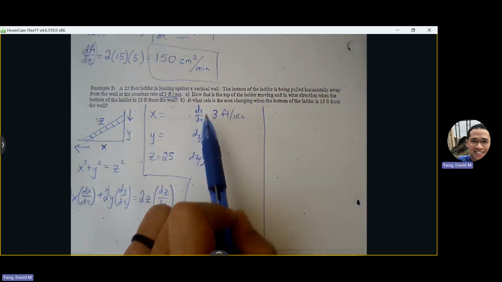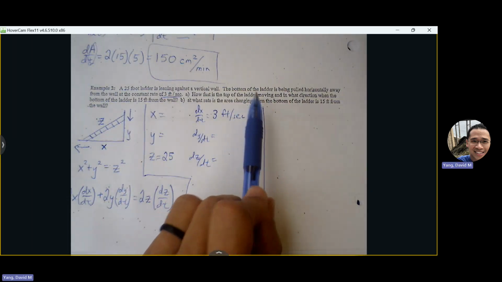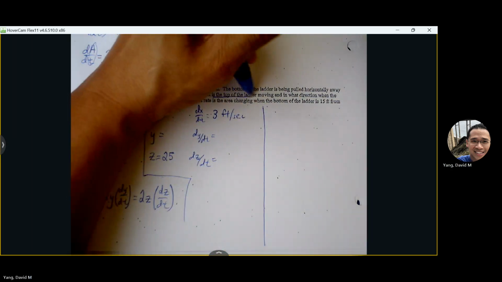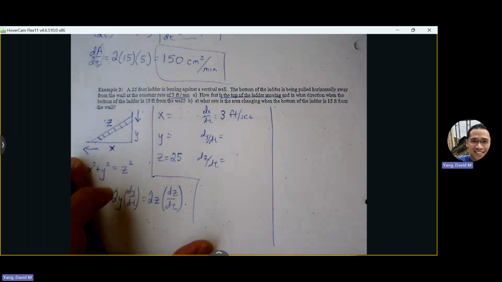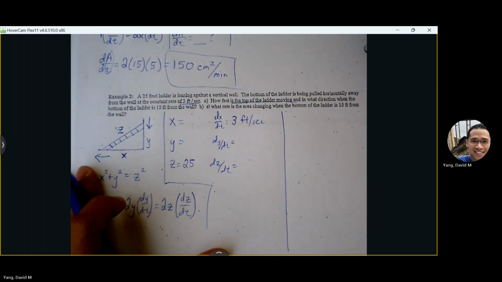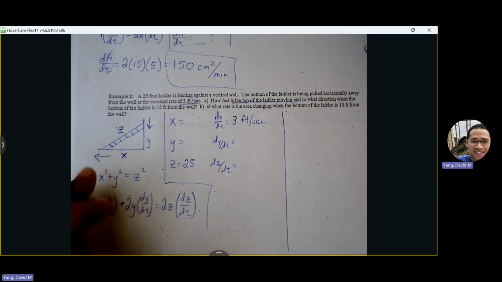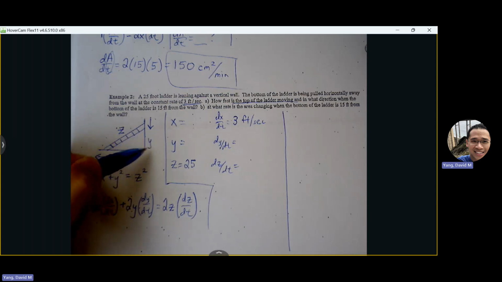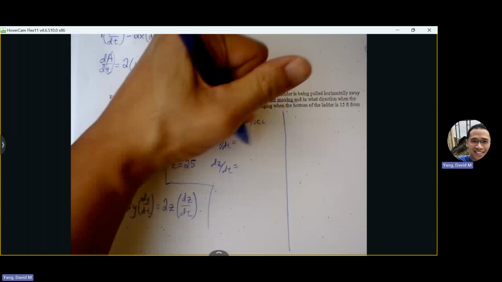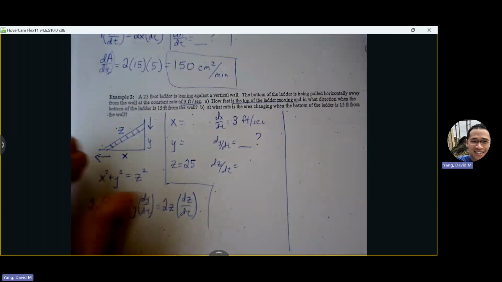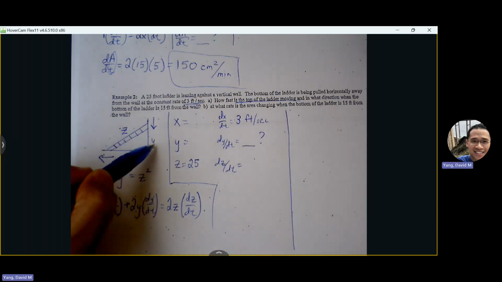Okay, how fast is the top of the ladder moving? All right, what is that referring to? dy over dt. Yeah, we're asking about how fast that is changing. So that's the unknown, question mark. But what do you expect out of dy dt at the end? Do you expect this to be a positive or a negative value?